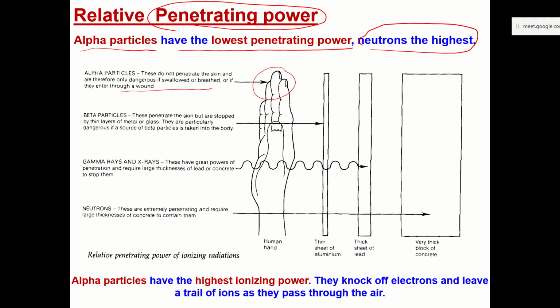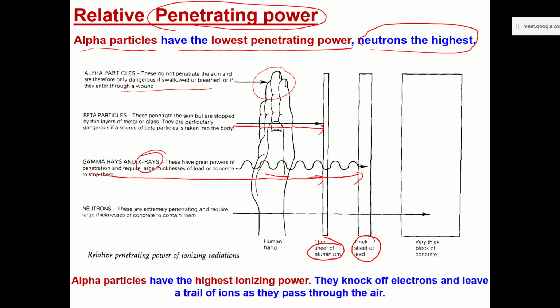If you have a beam of beta particles, it cannot be stopped by your hand; it can only be stopped by a thin sheet of aluminium. If you have gamma rays, they cannot be stopped by hand, and also not by this thin sheet of aluminium, but they will stop with a thick sheet of lead. A thick sheet of lead can stop gamma rays and X-rays as well.